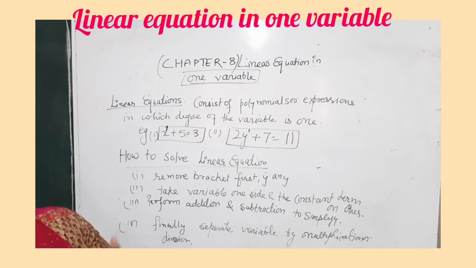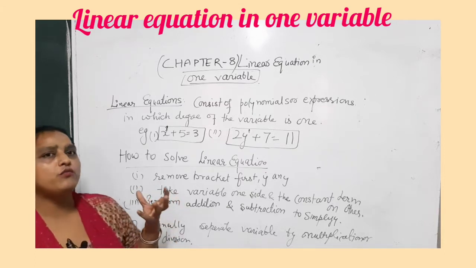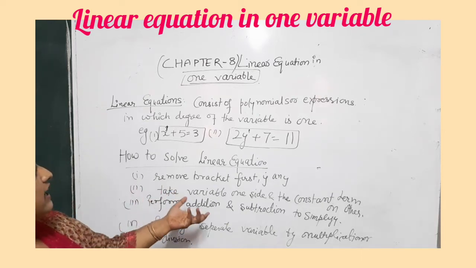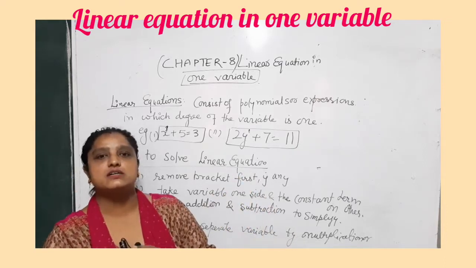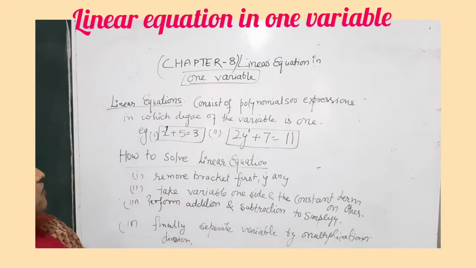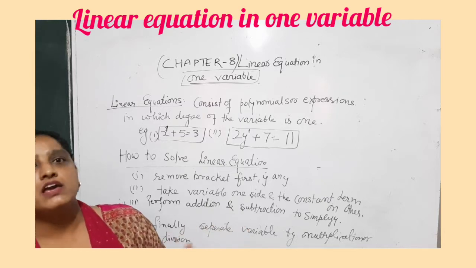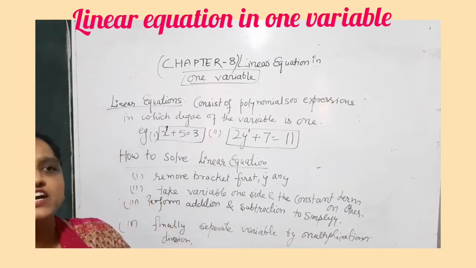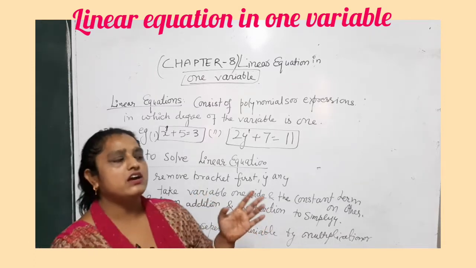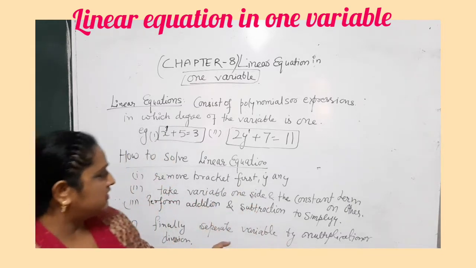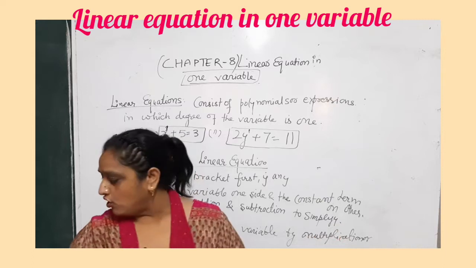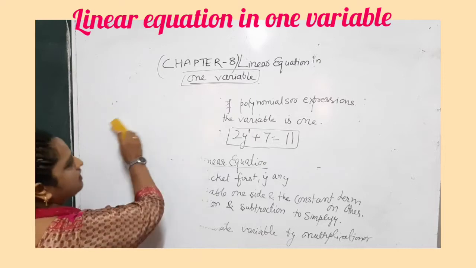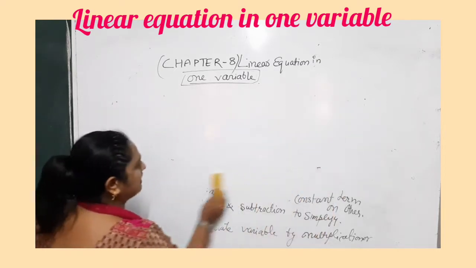Now how to solve the linear equation? First of all, if there is any bracket, firstly we have to solve the bracket. After that, take the variable on one side and the constant terms on the other side. Third point is to perform addition and subtraction to simplify. If there is addition or subtraction, then we have to first simplify it. And finally we will isolate the variable by multiplying or dividing on the right hand side. Now we will take various examples to solve the linear equation.